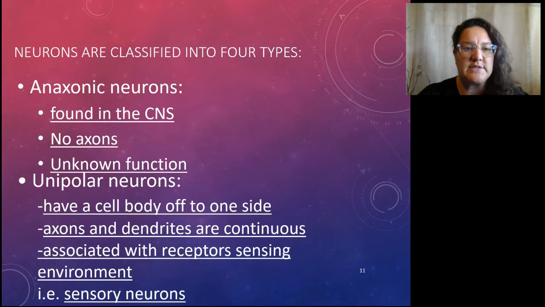When we look at neurons, they're classified into four general types. We have anaxonic neurons, which are found in the central nervous system. There are no axons, and they have an unknown function. We have unipolar neurons, which have a cell body off to one side. The axons and dendrites are continuous, and they are associated with receptors sensing the environment. So these are typically sensory neurons.